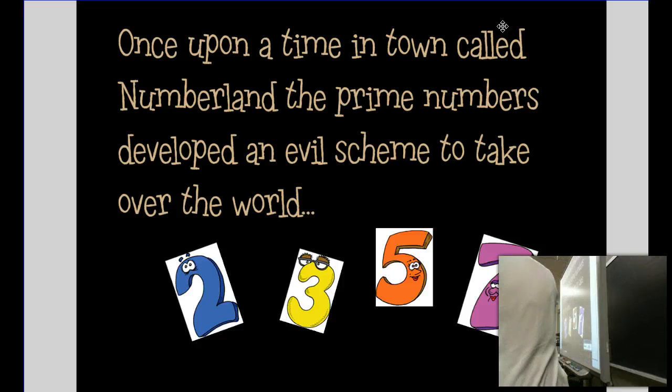Once upon a time, in a town called Numberland, the prime numbers developed an evil scheme to take over the world. What's a prime number? They're only divisible by themselves and 1. So 2 is prime, 3 is prime, 5 is prime, 7 is prime. Give me another prime. 13, 11. 9 is not prime, it's divisible by 3. 17, 19, okay. Very good.